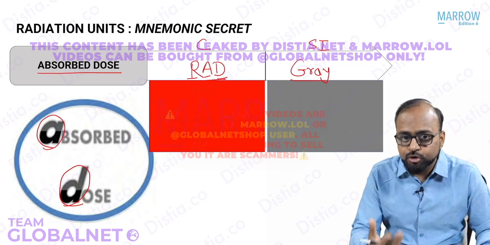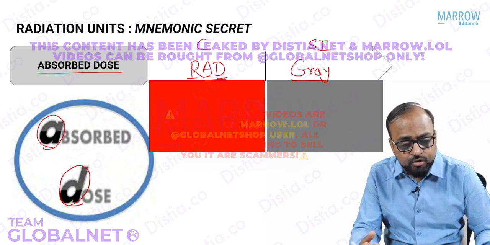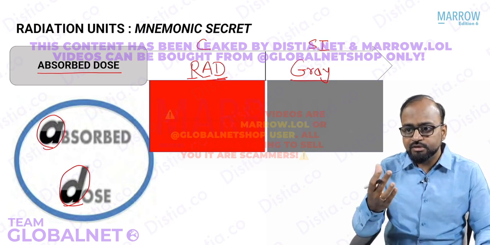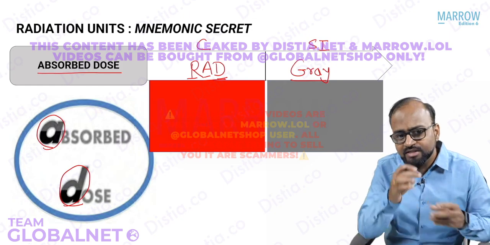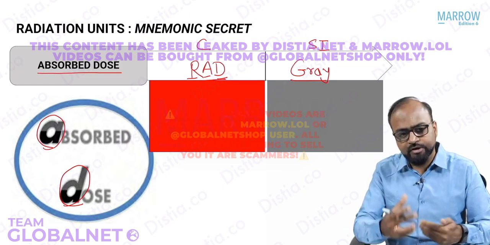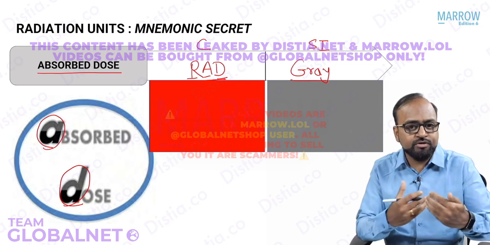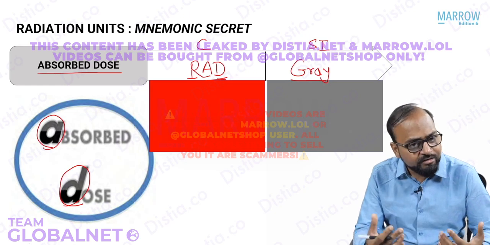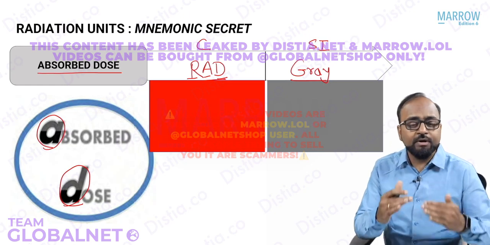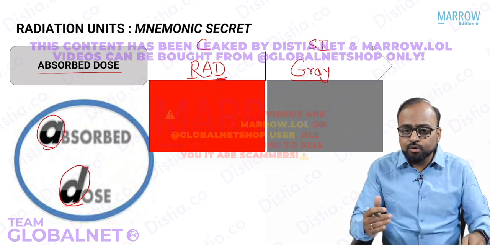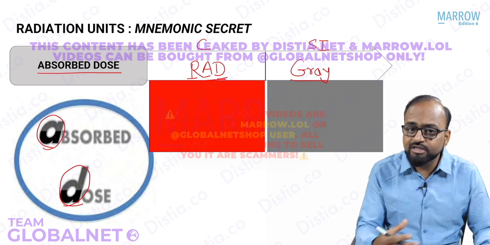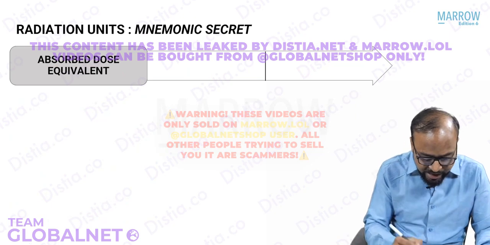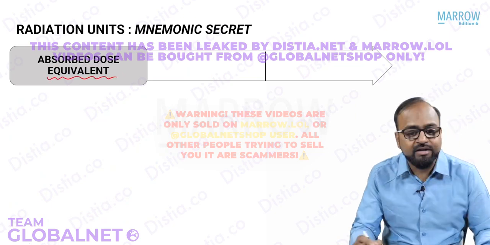Now see, each tissue has different radiosensitivity. So the same amount of radiation dose given to, say, the bone marrow, which is more sensitive, and the same amount of dose given to the brain, which is relatively radio resistant, will cause different effects on these tissues, right? Because the radiosensitivity of these tissues is different, we have to create a common comparing ground. And that is how another entity is created, which takes into account the radiosensitivity of different tissues, and that is called absorbed dose equivalent.